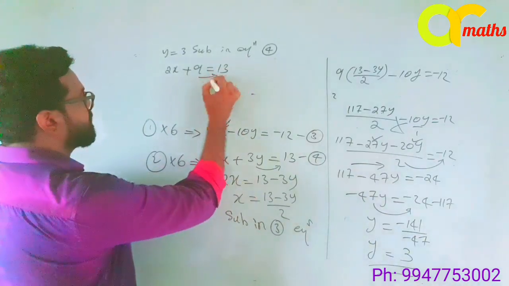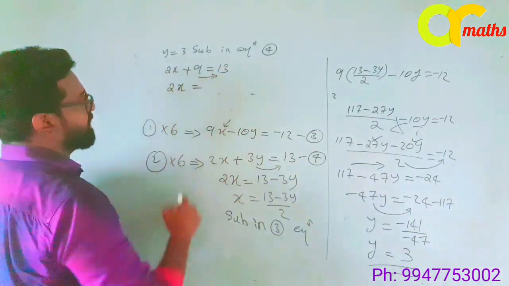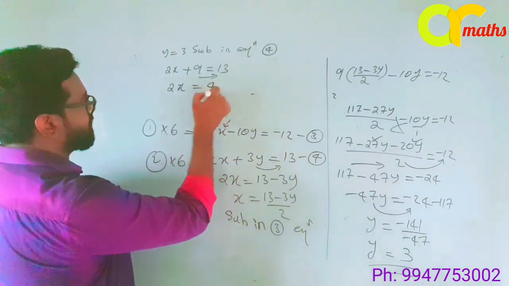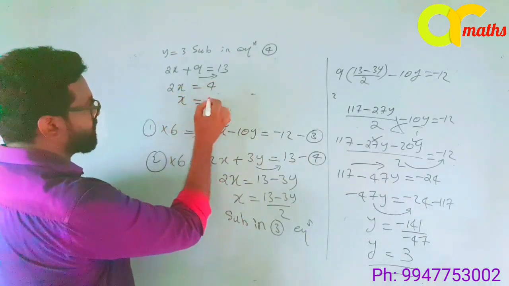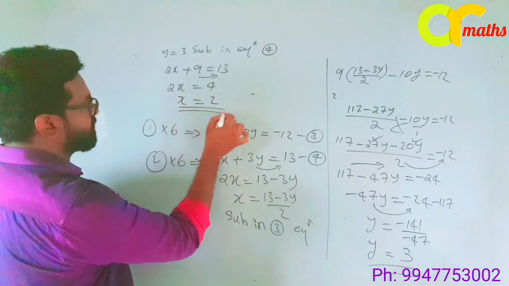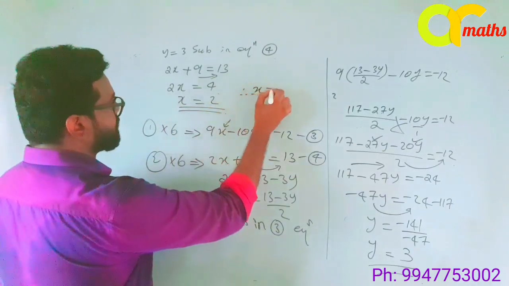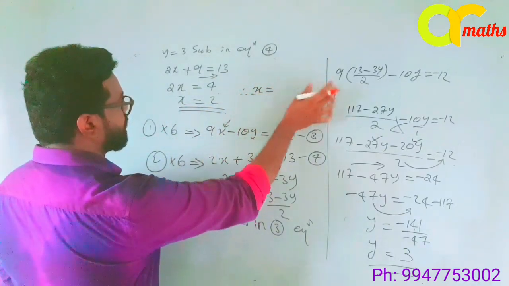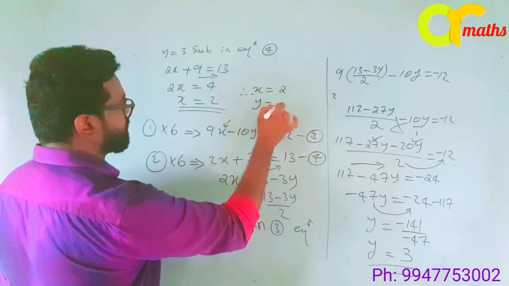So what is the answer? 2x equal to 13 minus 9, that is 4. Then x equal to 4 divided by 2, 2. Therefore x equal to 2 and y equal to 3. Ready?